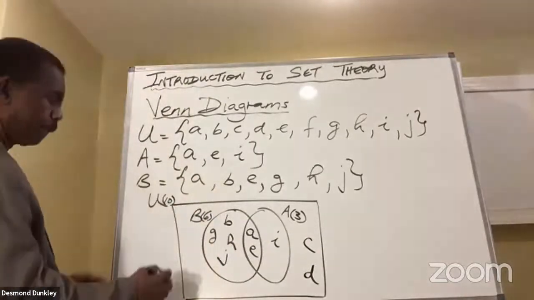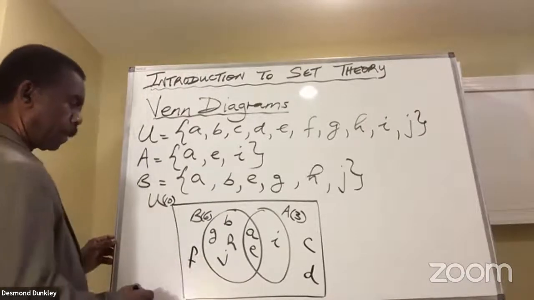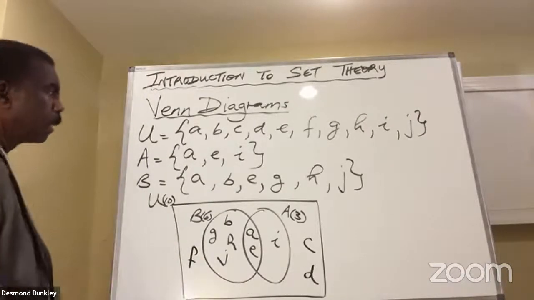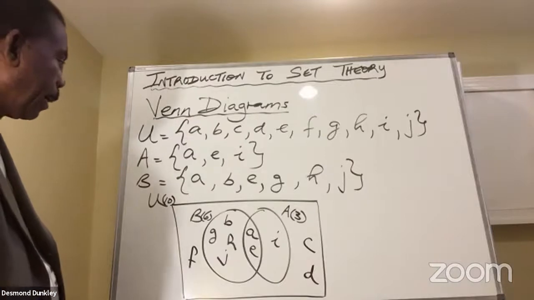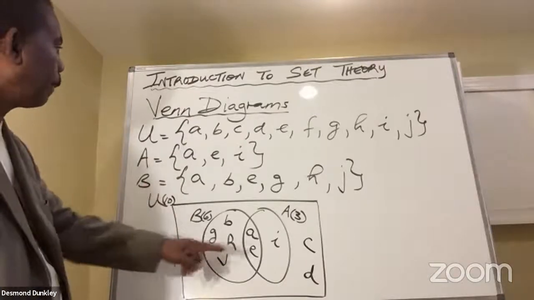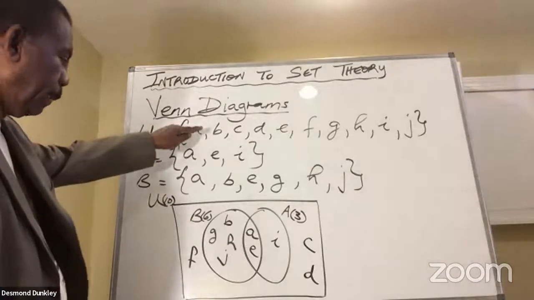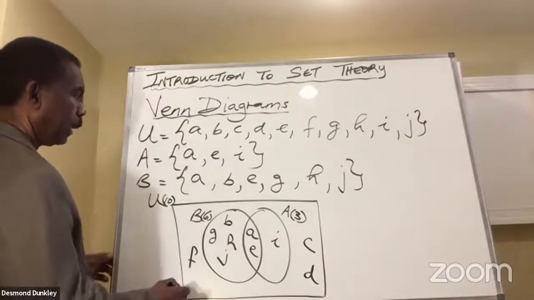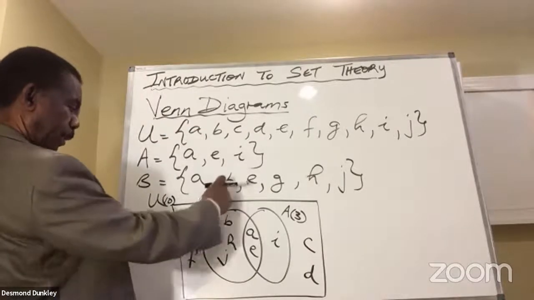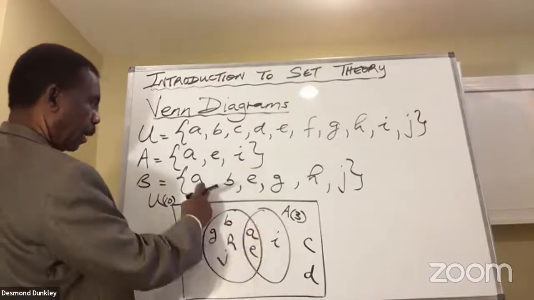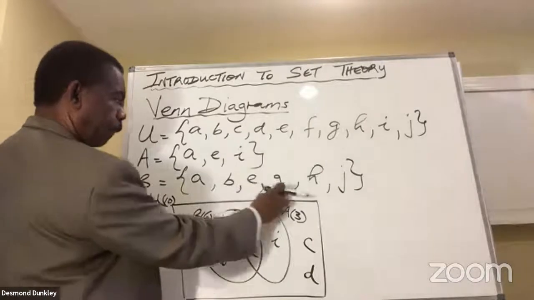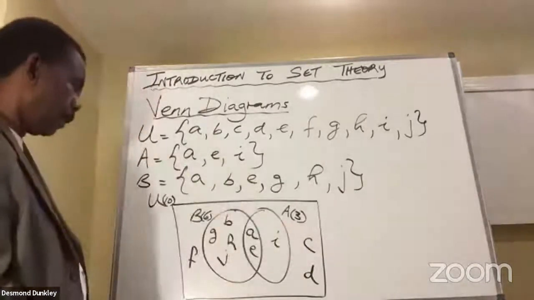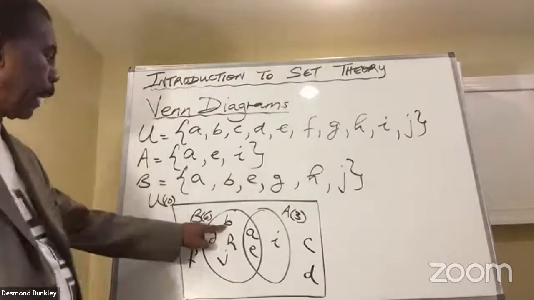What about F? And what else? What am I missing? A. A is common. B. Yes. B. Oh, B is here. A, E, 1, 2, 3, 4, 5, 6. Oh, B is here. Okay, okay.